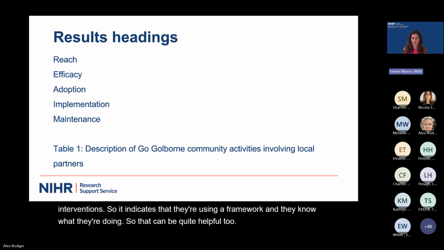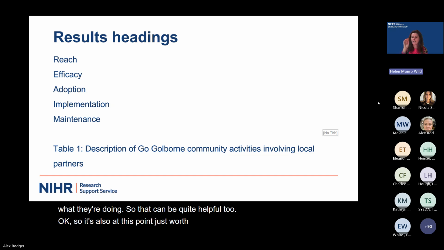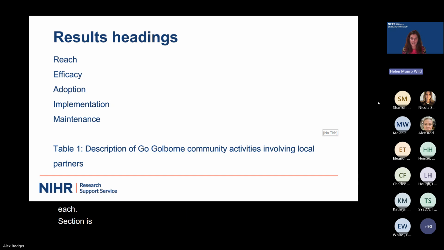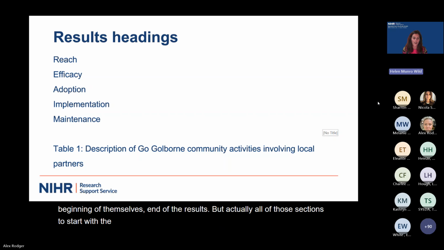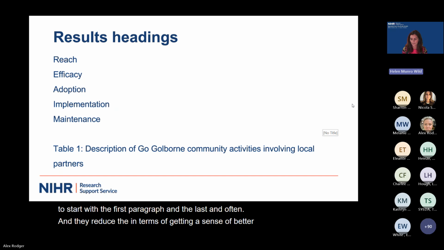Okay, so it's also at this point just worth mentioning that at the start and end of each section is often where authors will place their key messages. So I think the beginning of the results, the end of the results, but actually all of those sections, to start with the first paragraph and the last, can often be really useful in terms of getting a sense of the key messages of the paper.